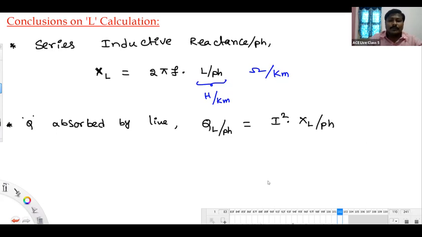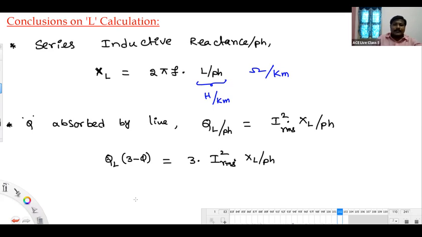I square into XL per phase, that is QL per phase. And QL 3 phase will come to be 3 times of that. And moreover, what is the nature of this current? Anybody tell me please. RMS current. You have to substitute the RMS current. So QL 3 phase will be 3 times RMS current square into XL per phase.